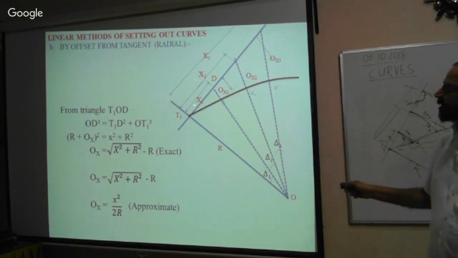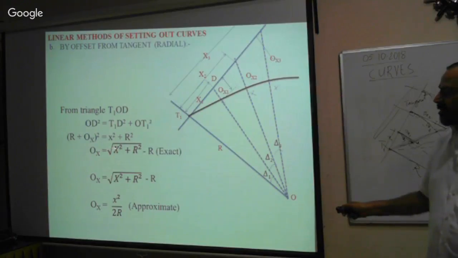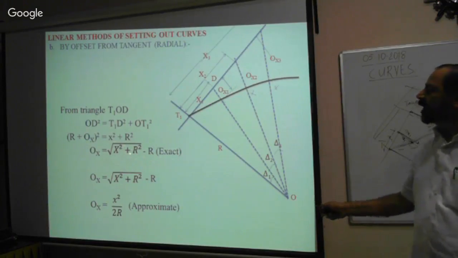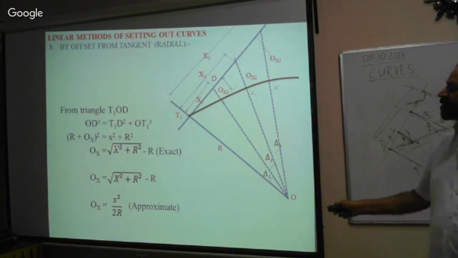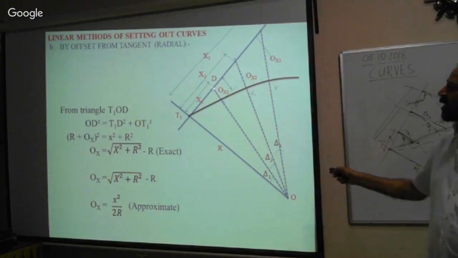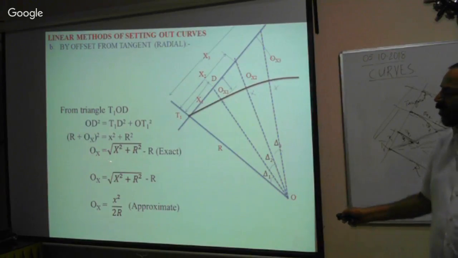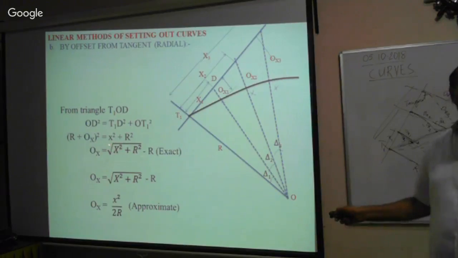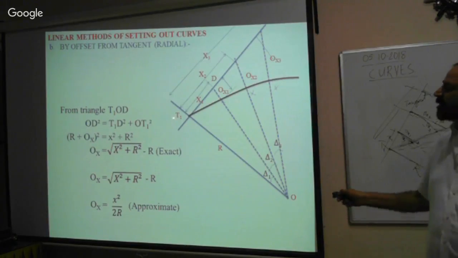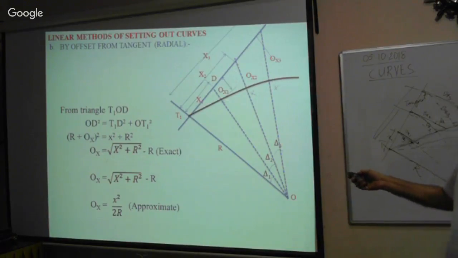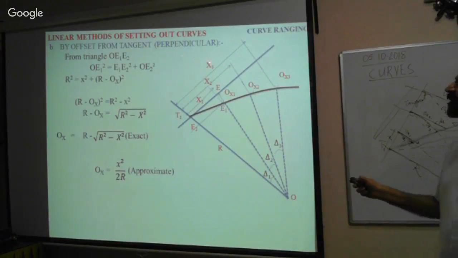You substitute for X. See, here X is the only variable and R is fixed. The radius of the curve is fixed for the particular curve. Then you can solve this. You substitute various values for X, say 20 meter, 10 meter, 15 meter, whatever. Then we can calculate OX, and you will get the offset value. This is the radial offset.